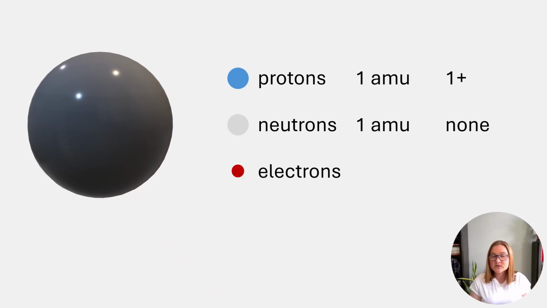Your third particle is the electron, which has almost no mass. So little that we go ahead and round that down and we say 0 AMU. Electrons carry a negative charge.